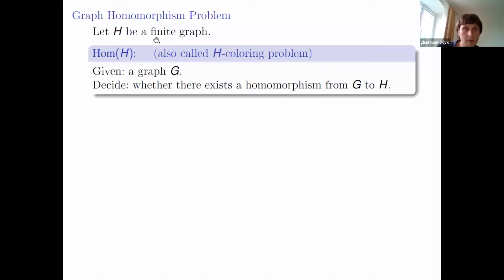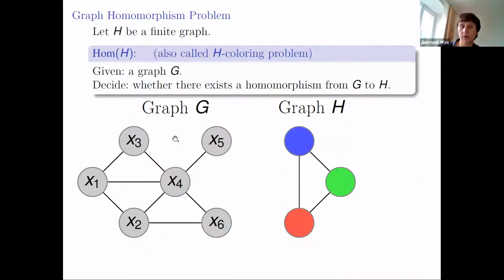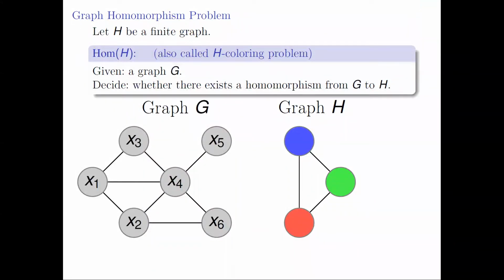Suppose we have a finite graph H. Then I consider a decision problem, homomorphism of H, which is also called the H-coloring problem, which is like this. Given a graph G, I need to decide whether there exists a homomorphism from G to H. The size of H is fixed, and the degree of the polynomial could depend on the size of H. Here H is fixed. So for every H, I have a decision problem.